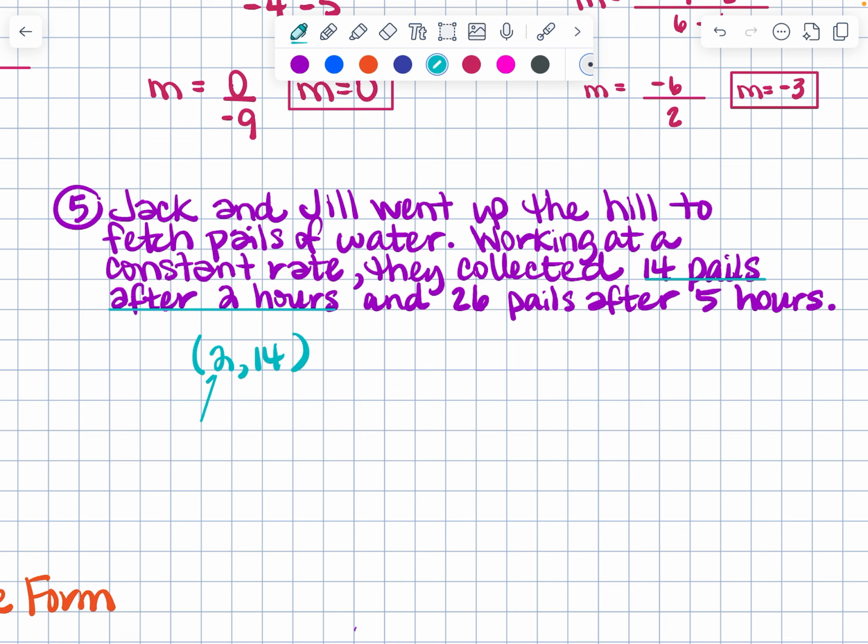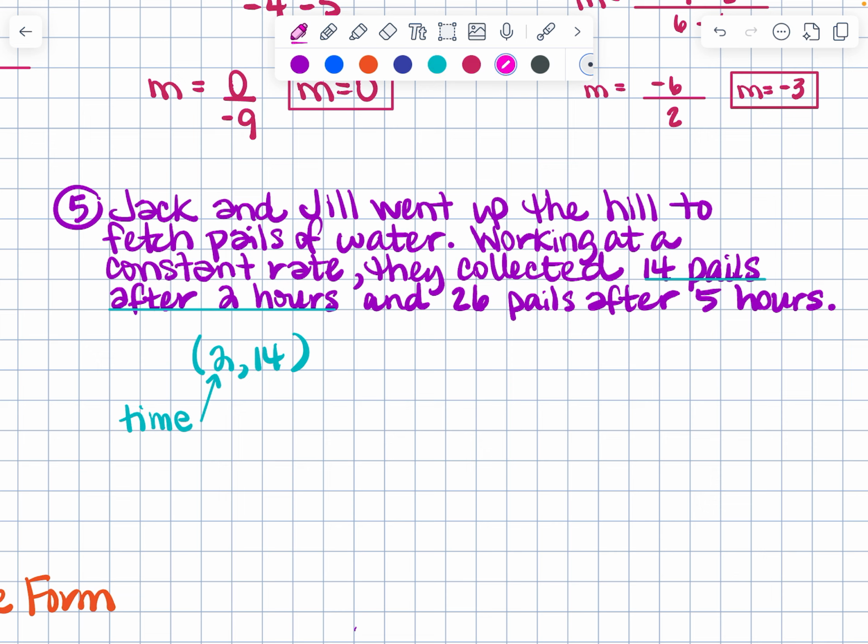Now that is going to be the coordinate 2, 14. Please remember, time is always going to be your independent variable. Not every problem is going to involve time, but if it does, it needs to be the x. Please do not make the assumption that because the 14 is written first and the 2 is written second, it's the ordered pair 14, 2, because it is not. We have to pay close attention to which one is the dependent variable. The number of pails they collect depends on how long they are working. And so we want the pails to be the y and the time to be the x.